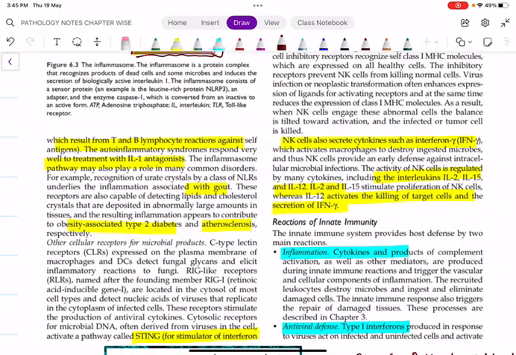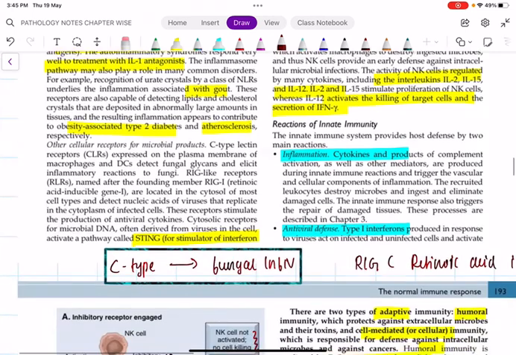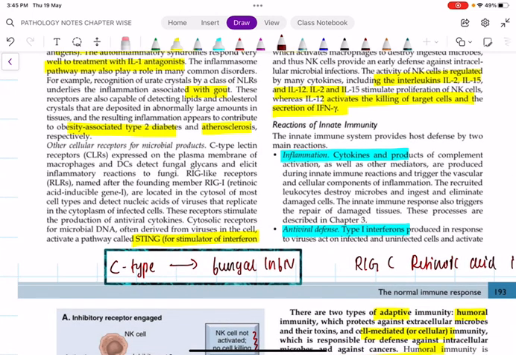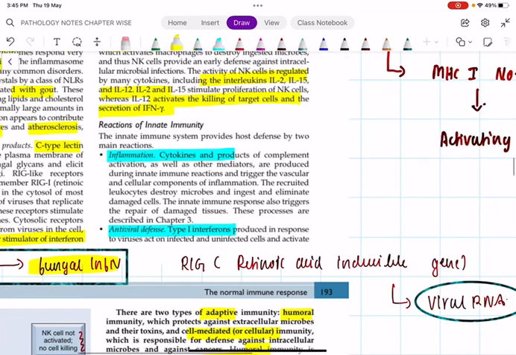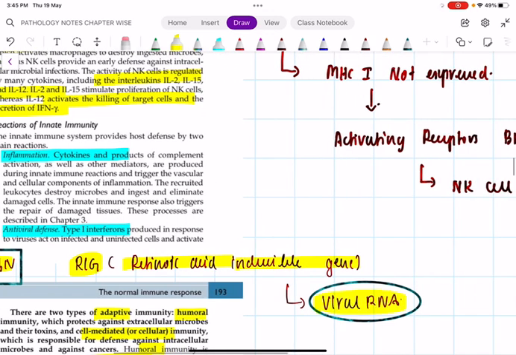So we have discussed NOD-like receptors and Toll-like receptors. We have something called the C-type receptors. What is that? C-type lectin receptors. Remember, C-type lectin receptors are mainly involved in fungal infection. Then we have RIG, that is retinoic acid inducible gene. RIG-like receptor is for viral infection. So they will simply give you a match the following question: RIG, NOD, TOLL, C-type. What all infections are they going to involve?